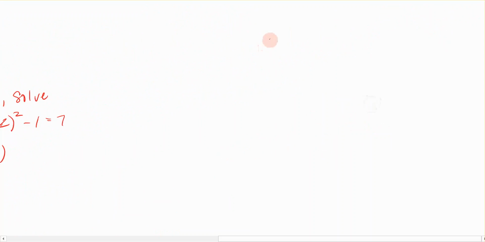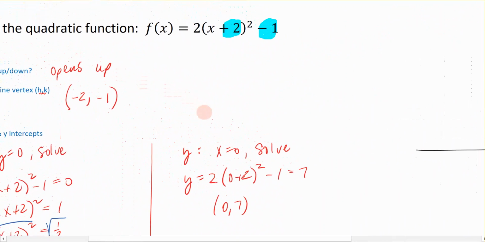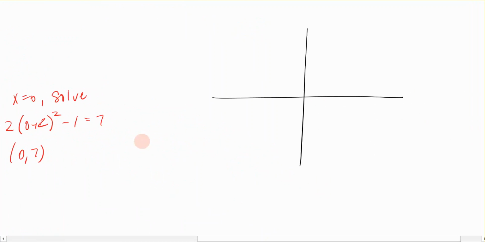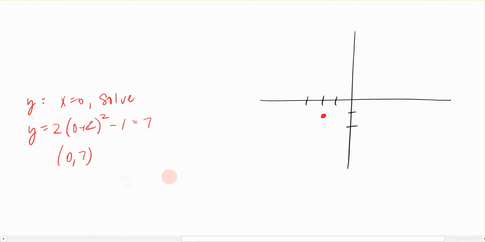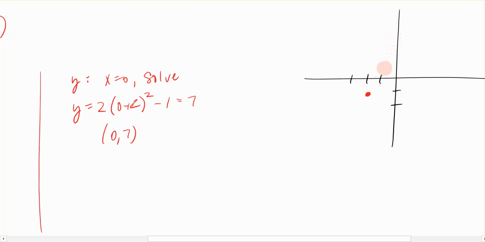I'm going to come over here, I'm going to draw an x and y axis, and I know from what I solved, we'll scroll back over here, I know that I have a vertex here at (-2, -1). So I need to put the point (-2, -1) on my graph over here. So I'm going to move -2 in the x direction and -1 in the y direction. Here is that point. Now, by the way, this is going to face up, right?